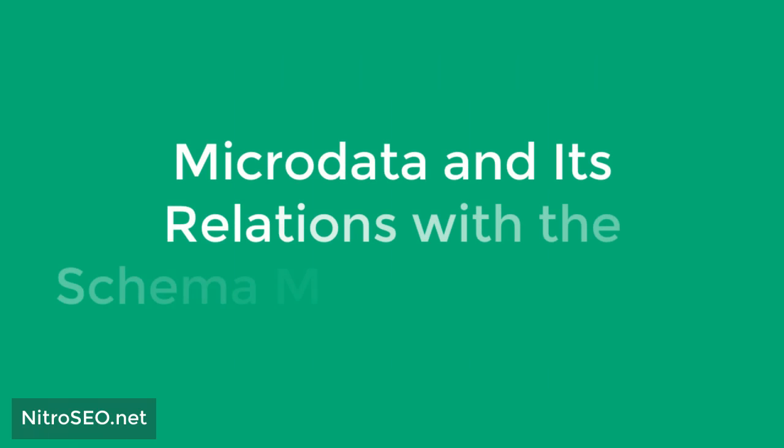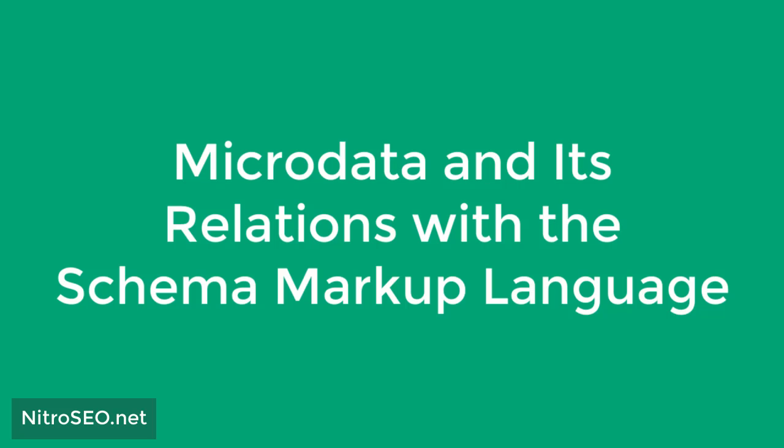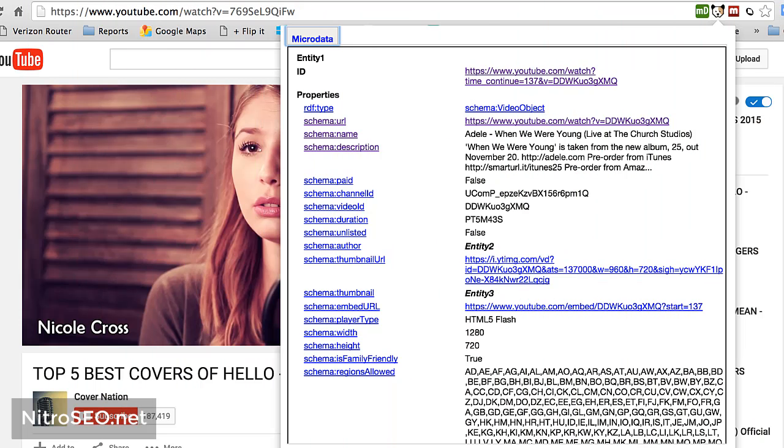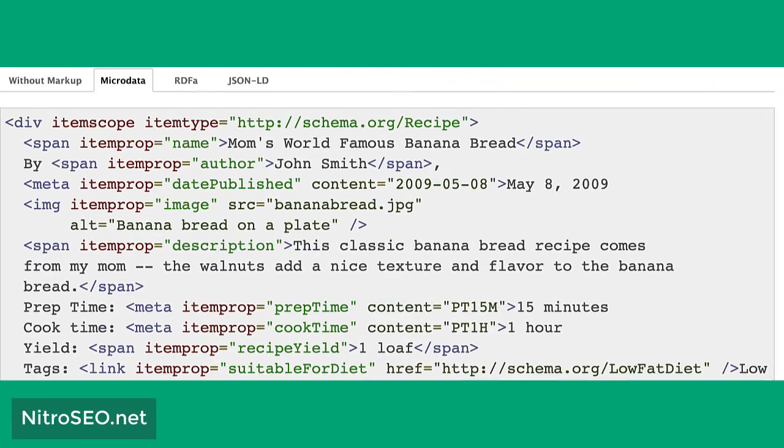Microdata and its relation with the Schema Markup Language. The general definition of microdata can be expressed as follows. The small information that defines the different parts of a web page is called microdata. Each microdata is divided into 3 tags, which I can use to create a piece of code in the schema language. These 3 tags are named item type, item prop, and item scope.